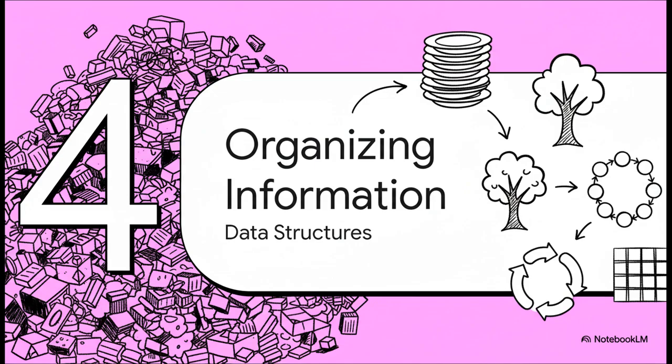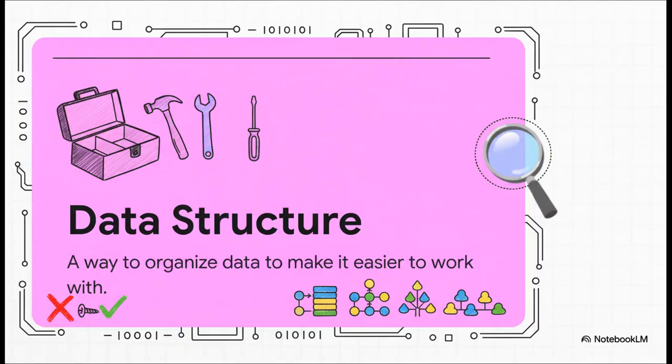But how do programs keep all this information straight? I mean, just throwing data into one big messy pile would make any program grind to a halt. We need clever ways to organize it, to structure it. And these organizational methods are called data structures.